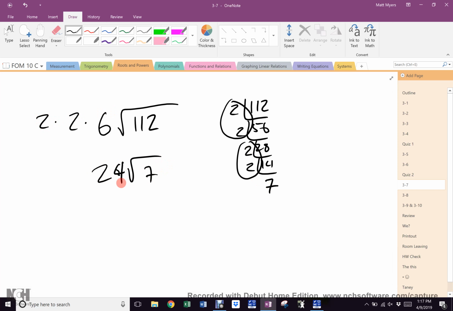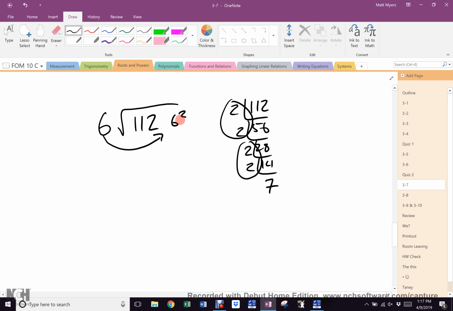Everybody cool? How would you do it the other way around? What do you mean the other way around? Making it just like, making it solid? Yeah. Well, if you were going the other way around, which I'm not asking you to do on this quiz, and almost never would I ask you to do that, if there's a 6 out here, that means there had to be two 6s under there. So this would be the square root of 112 times 36, which would be a huge number. If you showed me that, I'd be happy. Everybody cool?